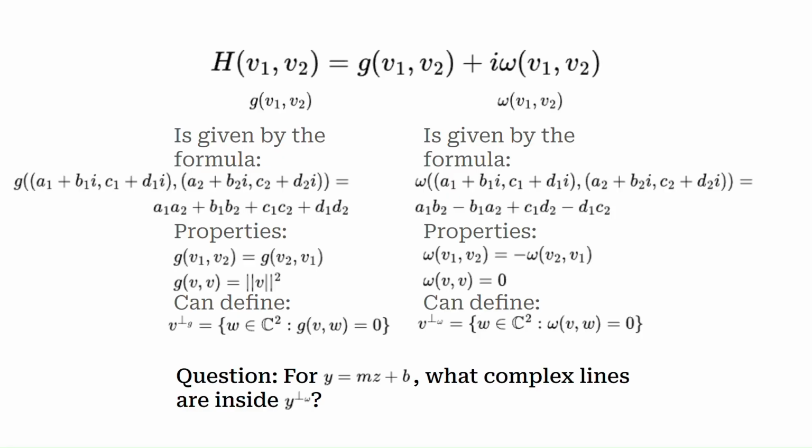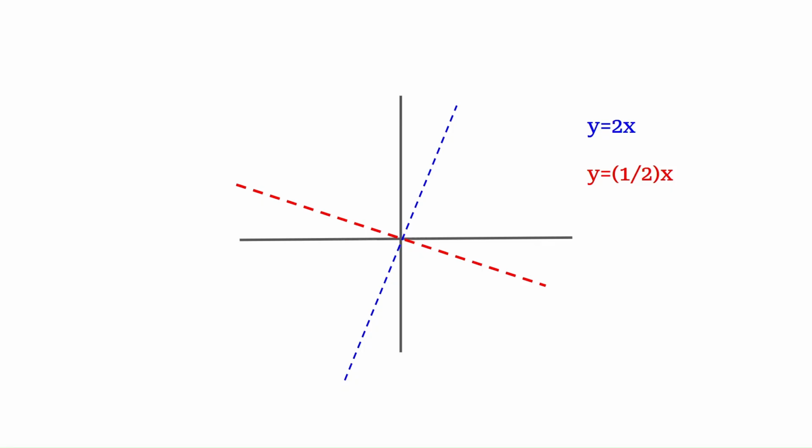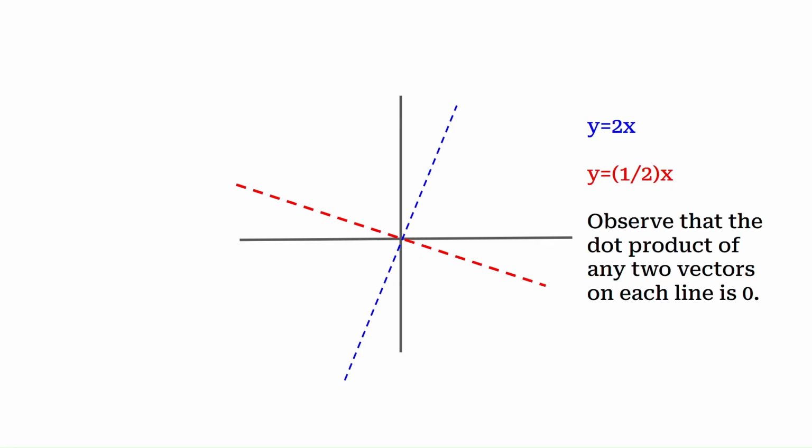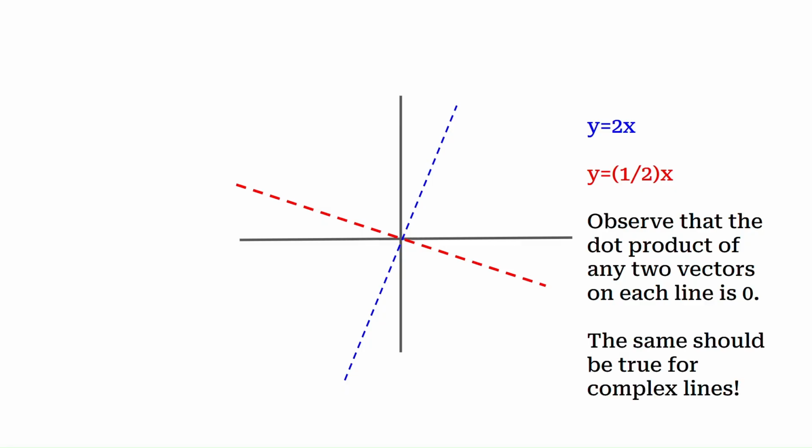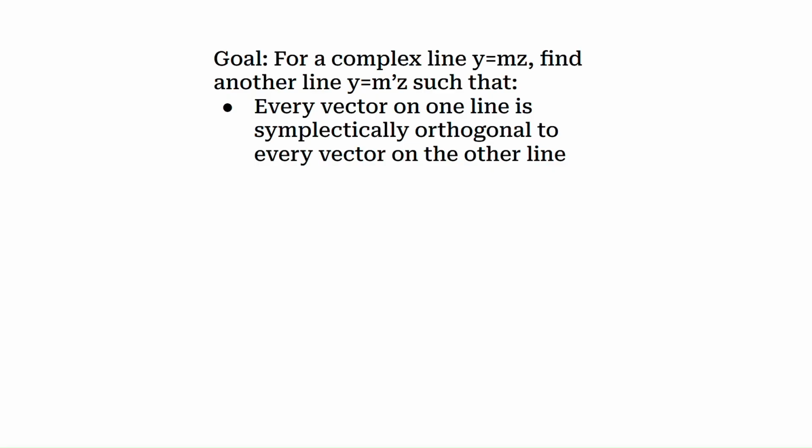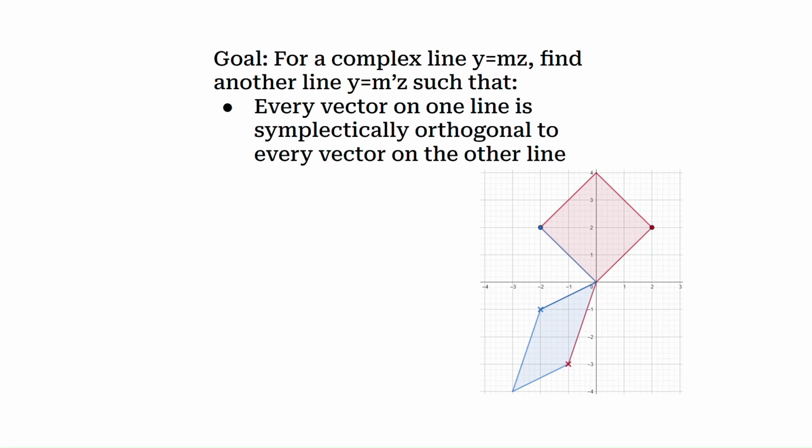So a natural question is, given a complex line, what other complex lines are symplectically orthogonal to it? Well, for this, it's useful to think about the real case. So if we have real lines like this, any pair of vectors, one coming from each line, is perpendicular. Their dot product is 0. So we want the same for complex lines. In other words, for a given complex line, what is in its symplectic complement? For any pair of complex lines, any pair of vectors, one coming from each, must have 0 symplectic product, per our definition. So what can we immediately deduce?